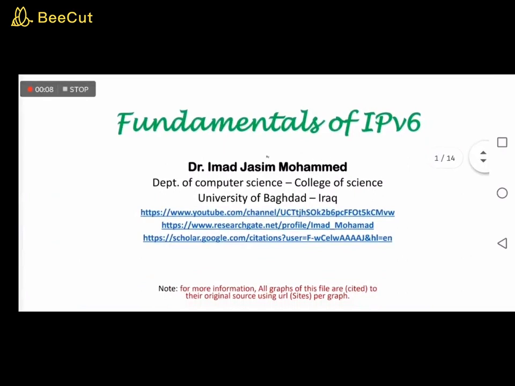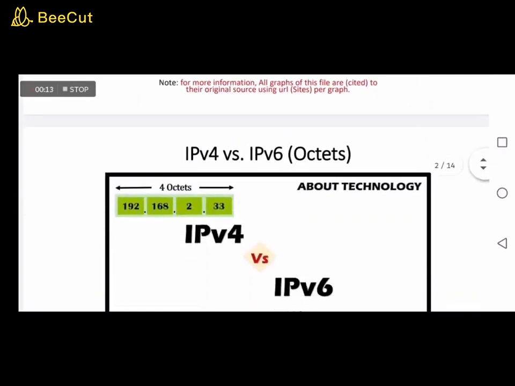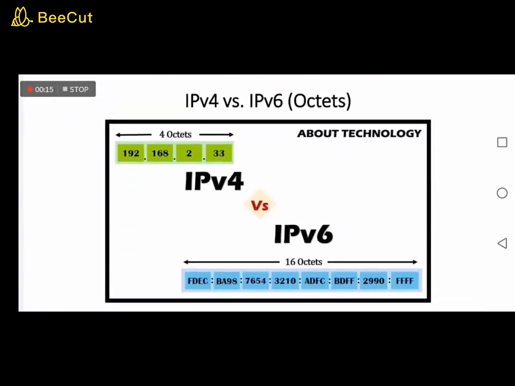Today's lecture is about the fundamentals of IP version 6. IP version 4 contains 4 octets, with a 32-bit length. Each octet is separated by a dot from its neighbors, compared to version 6, which contains 16 octets with a length of 128 bits for the V6 address.